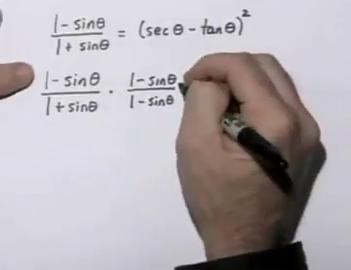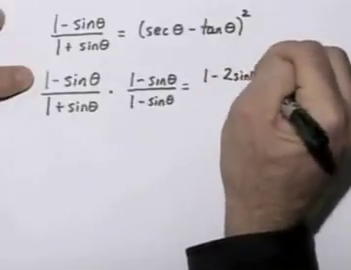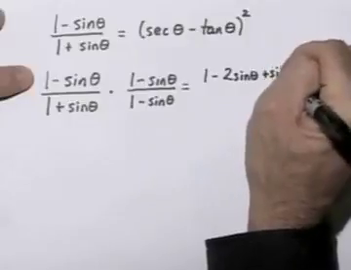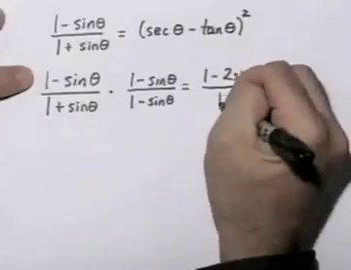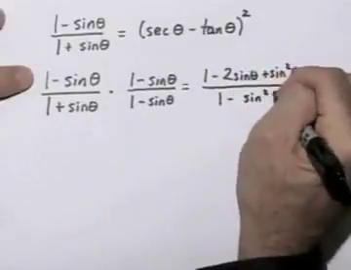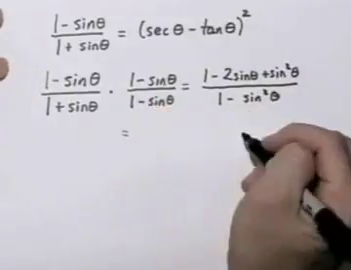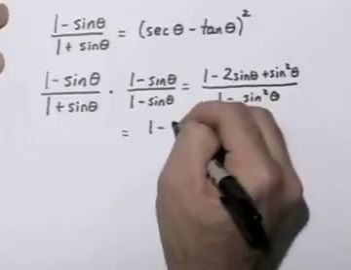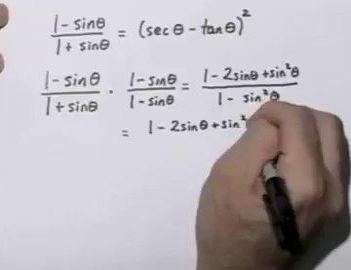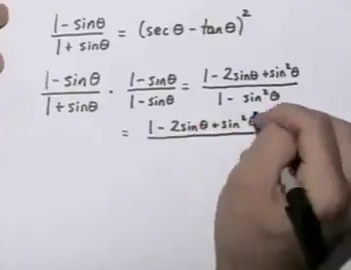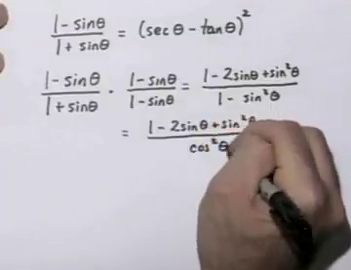So when I multiply my numerators out, I get 1 minus 2 sine theta plus sine squared theta. And in the denominator, I'm going to get 1 minus sine squared theta as the difference of two squares. Now, in the numerator, I still have 1 minus 2 sine theta plus sine squared theta. The denominator, 1 minus sine squared of theta, is cosine squared of theta.